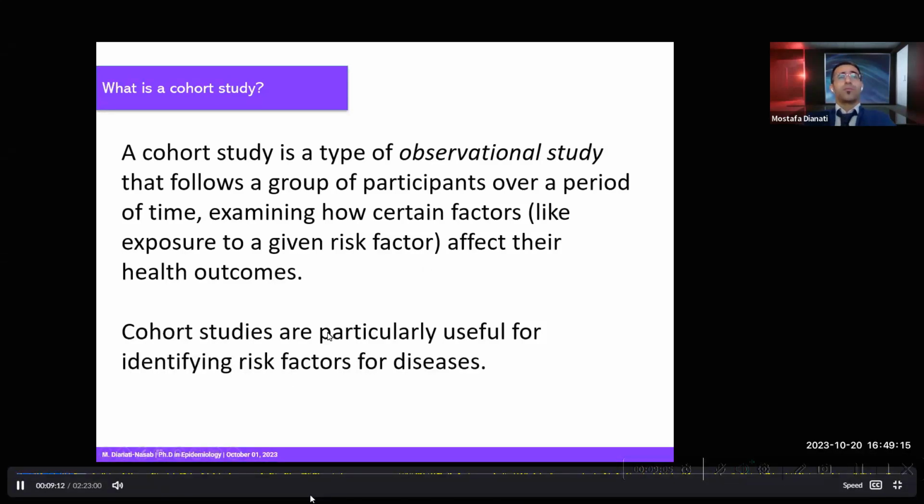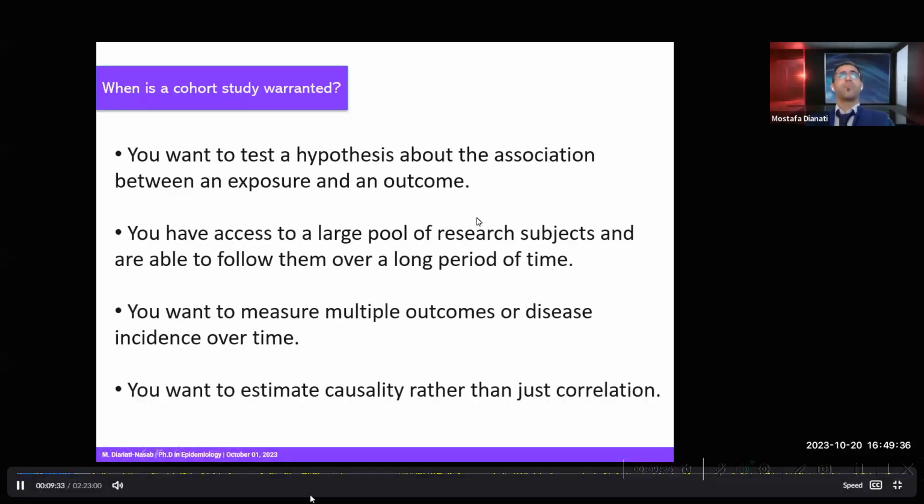Basically, cohort studies are particularly useful for identifying risk factors for a disease. So if I ask you next time, what is the best study in order to find risk factors for a disease, your answer would be the best study design is a cohort study. So if you want to test a hypothesis about association between an exposure and an outcome, this is the best time to use a cohort study.